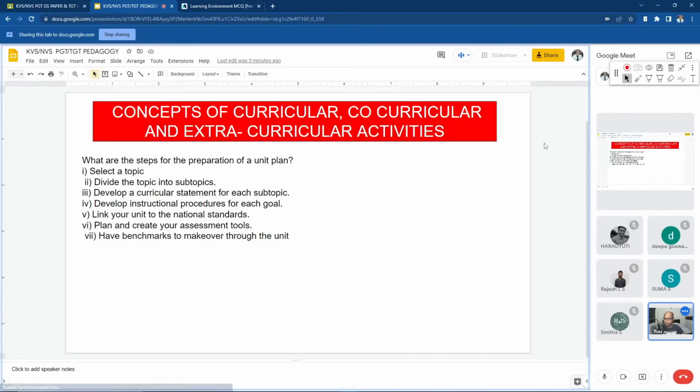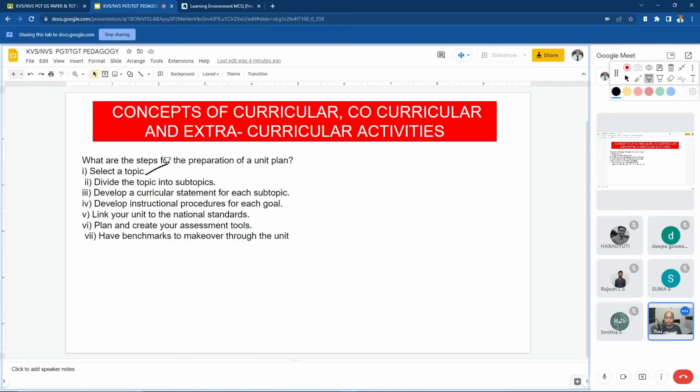Next one is, what are the steps in preparation of a unit plan? So to create this kind of atmosphere, we have to create unit plans also. Academic plan is the principal's responsibility. Unit plan is the HOD's responsibility, and the lesson plan is the teacher's responsibility. So what are the steps involved in preparing a unit plan?